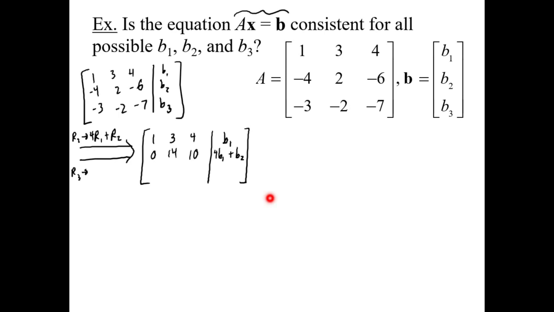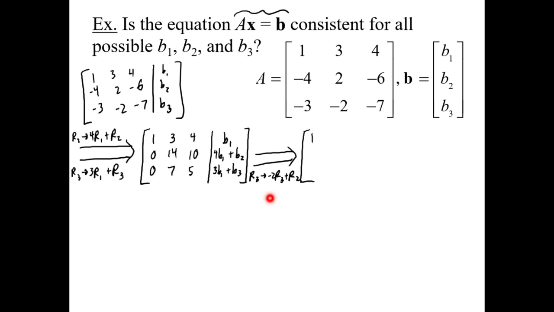Row 3, so now I'll do 3 times the top row and then add it to the bottom row. So 3 times the top row plus the bottom row is 0. 3 times the top row plus the bottom row is 7. 3 times the top row would be 12 plus the bottom row is 5. 3 times the top row would be 3b1 plus the bottom row would be b3. Once again, it'd be nice to get a 1 in the next pivot position, but it's not that important. So row 3, how about -2 times row 3 and add that to row 2.